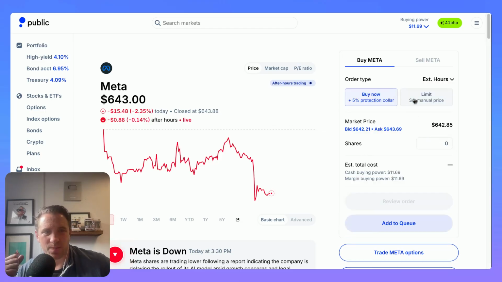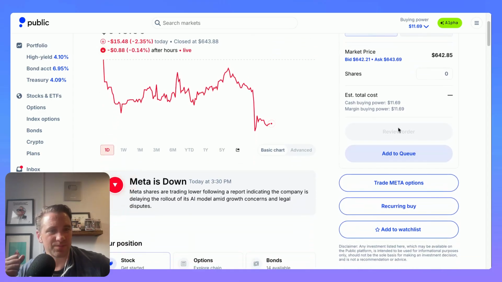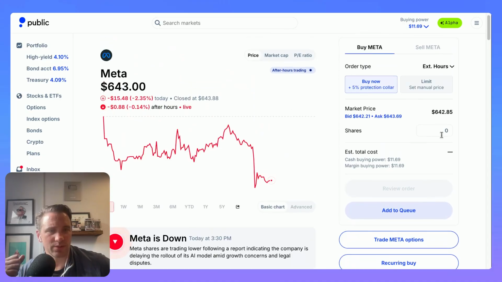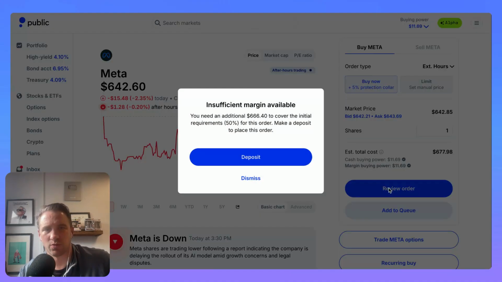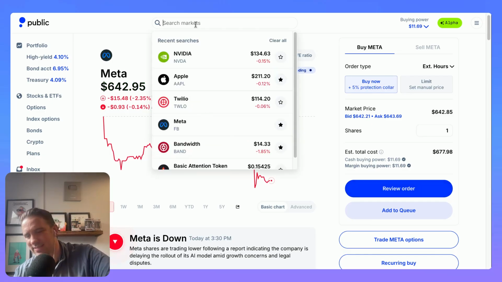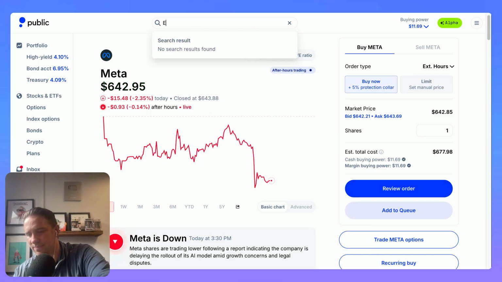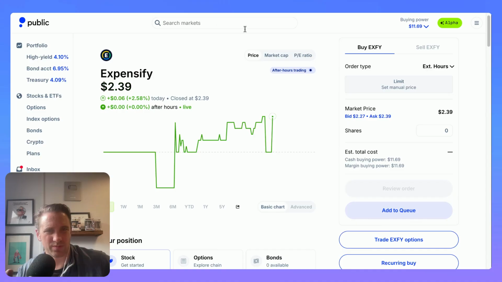You've got buy now, limit. The choice is ultimately yours here. And as you move your way down, you can essentially, let's see here, market price, shares. Well, if we did one, you can see the cost here. Click review order. I don't have $600 in the account. As you saw, it's only 111. So we'd have to find something that's a little on the lower side. We could probably do Expensify. So I can show you this order.